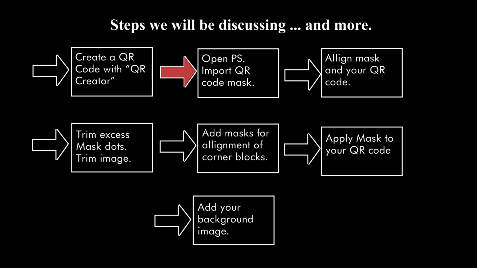We're going to open Photoshop and import the QR code mask, which I have created, and it's available down below. Next, we're going to align the mask and the QR code. We're going to trim the image and remove the excess image mask. Then we will add the corner masks for the QR code alignment. We're going to apply the mask to the QR code and then finally insert the image.